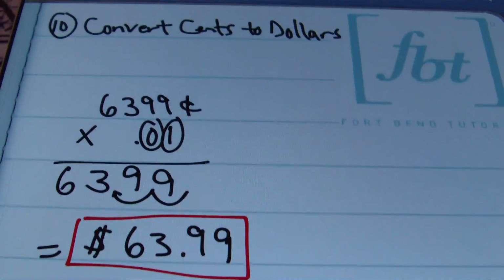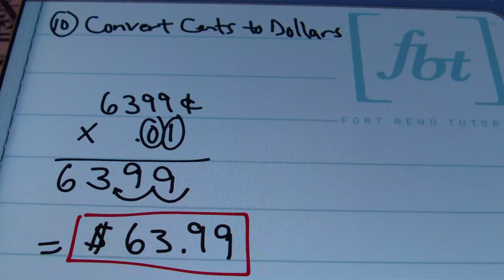So that's the answer to problem number 10, $63.99. That's all you have to do. Converting cents to dollars, you move the decimal 2 places to the left. And that's it. All right. Well, that concludes this tutorial on multiplying decimals, ladies and gentlemen.